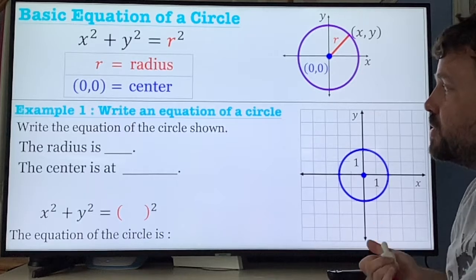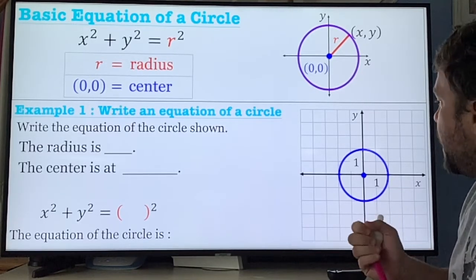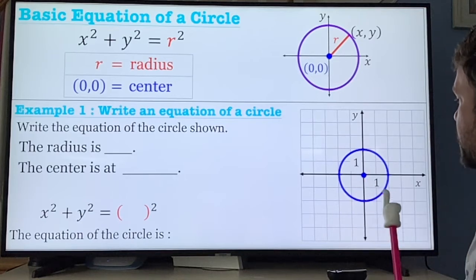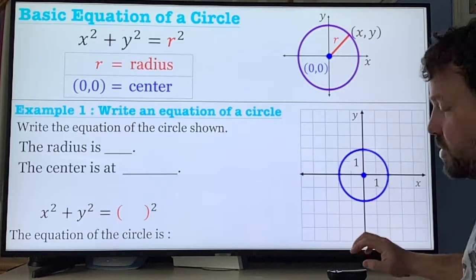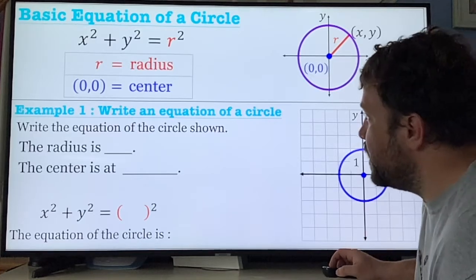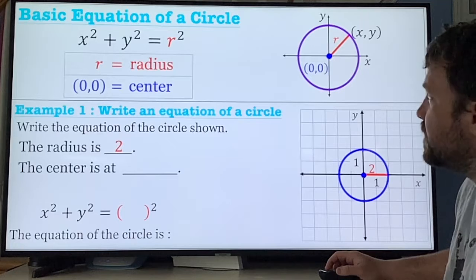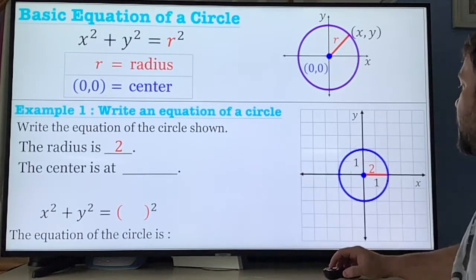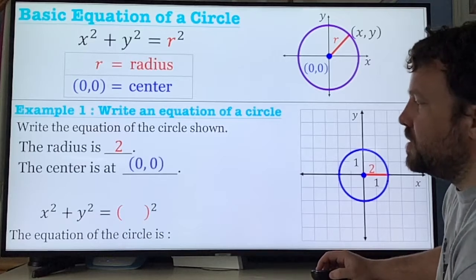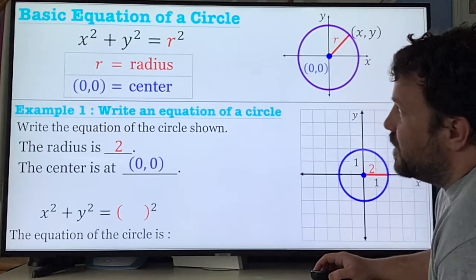Write an equation of the circle shown. First thing, establish what the radius is. Look at the numbers right here, all right? Each one of these units goes up by 1. So the radius is 1, 2. The center, where is the center at? For a basic equation of a circle, the center is always at the origin, which is 0, 0. Now you're going to use that information to solve your equation.